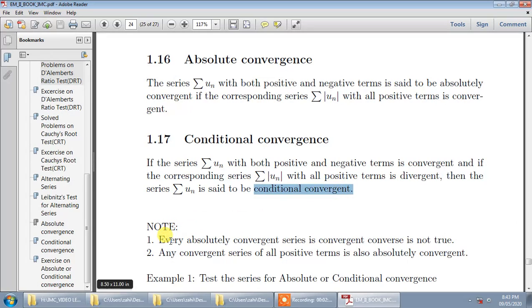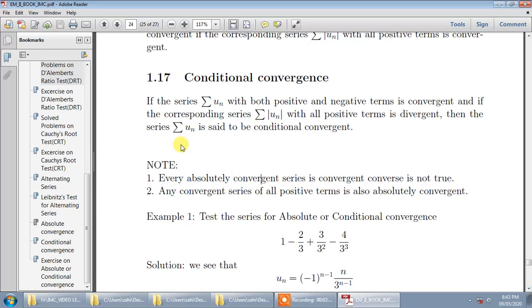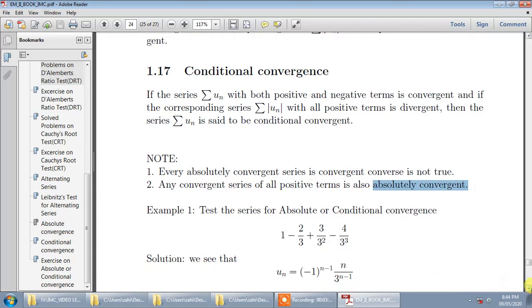Now every absolutely convergent series is convergent. Okay, the converse is not true. So if you have an absolutely convergent series, we can simply say that it is also convergent. Any convergent series of all positive terms is absolutely convergent. Obviously, if you have summation un, which is a series of positive terms, and it is convergent, then summation mod un also will be convergent, and therefore it is absolutely convergent. That's why these two notes are very important. They may be part of your MCQs.